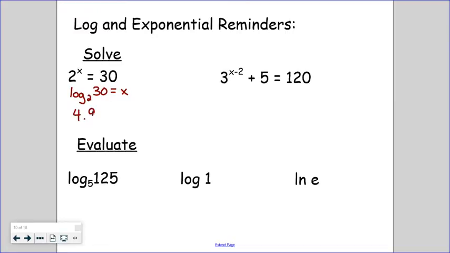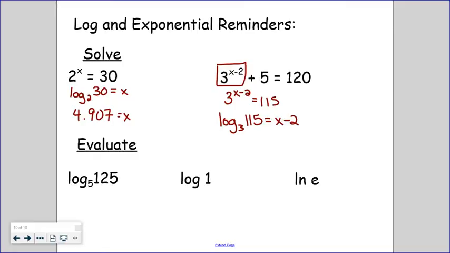4.907. Okay. On the second one, remember that you do need to get the exponential term by itself before flipping to logarithmic. So the first thing I would do on this one is subtract 5. And then flip to logarithmic. Log base, same base as my exponent, so log base 3 of 115 equals x minus 2. Log base 3 of 115 is 4.319. Add 2, 6.319. That all would require calculators.